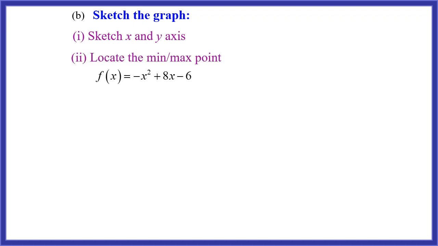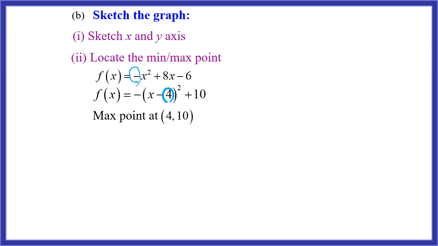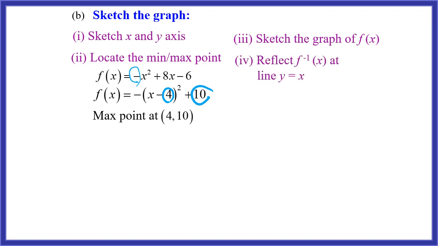Then we can find the graph. So sketch the graph. As usual, for a quadratic, we sketch the x and y axes, and then locate the minimum or maximum point because it's a quadratic, right? Because we have the completed square form already, we can directly know the minimum or maximum point. Because it's a negative graph, it should be a maximum point. So the maximum point is at (4, 10). And then sketch the graph of f(x), and then reflect to get the f inverse.